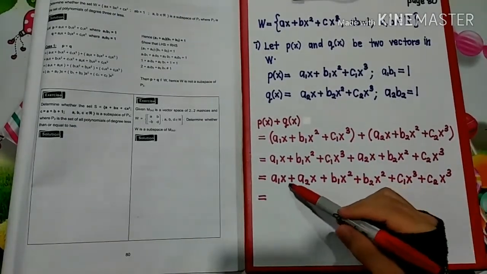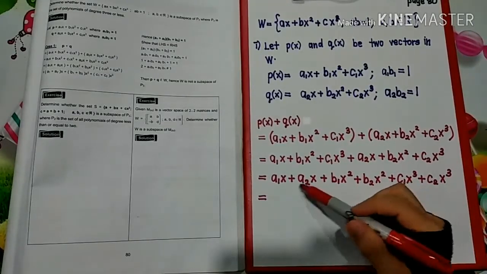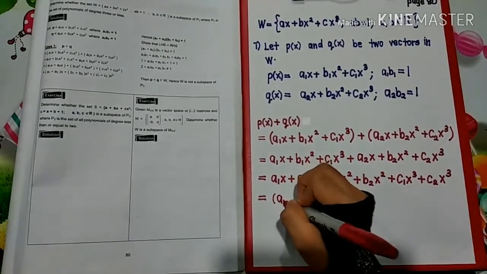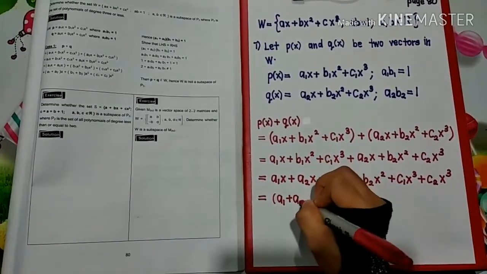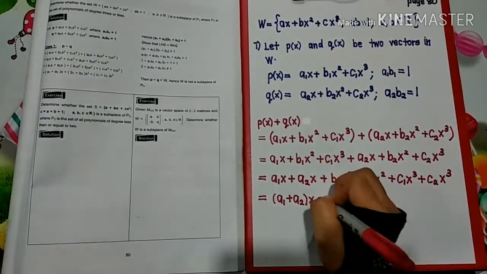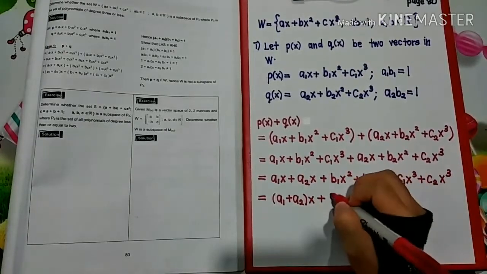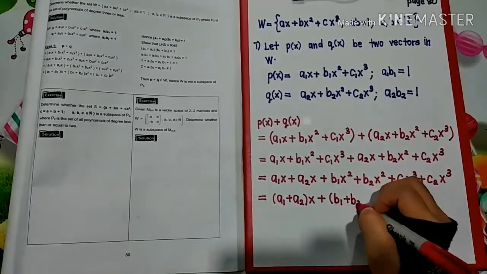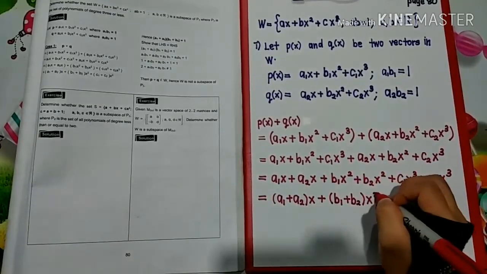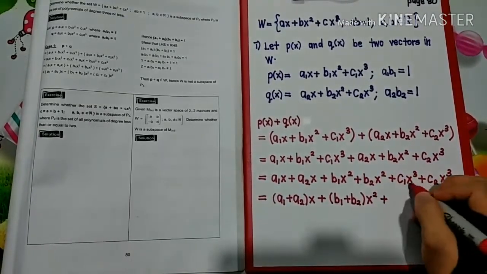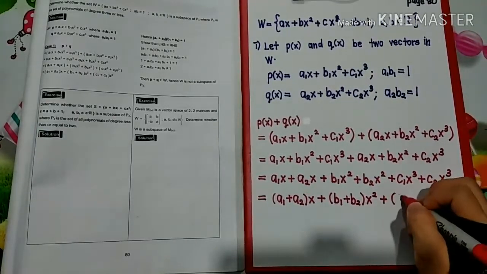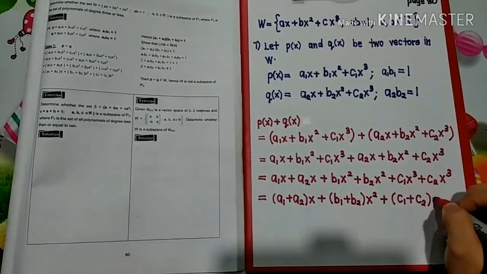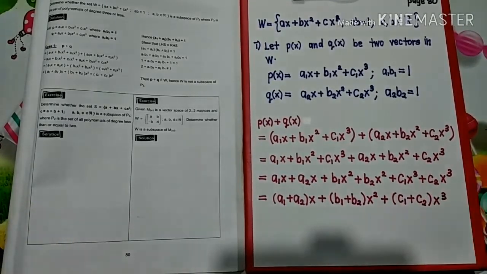Next, I will factorize. For the first one here, I will factorize x. So here I will have now (A1 plus A2)x. For this one, I will factorize x square, so I will have here (B1 plus B2)x square. And for this one, I will factorize x cube, so (C1 plus C2)x cube.